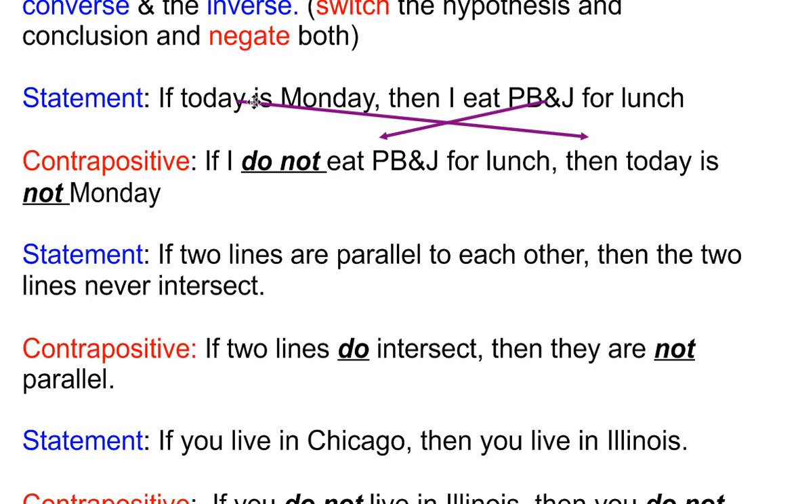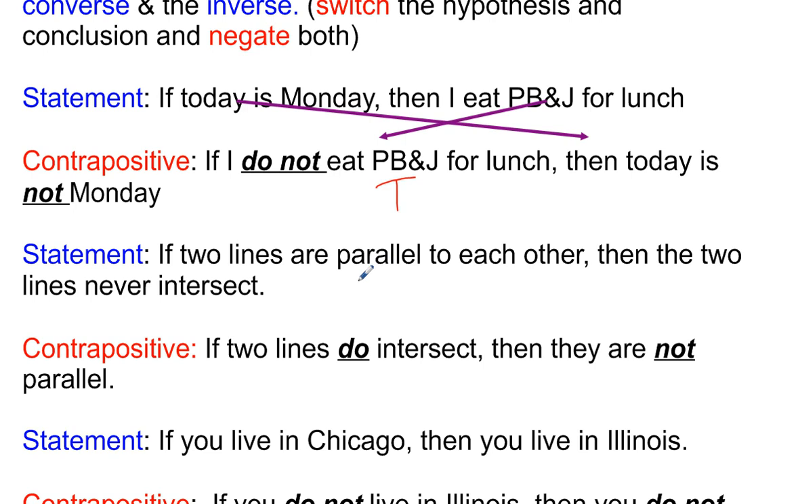During the summer, during the winter, during the fall, during the spring, it makes no difference. Every Monday I eat PB&J for lunch. Well, if I do not eat PB&J for lunch, could it possibly be Monday? No, it can't, because every Monday I eat peanut butter and jelly, the same boring lunch. So it turns out that the contrapositive is absolutely true.